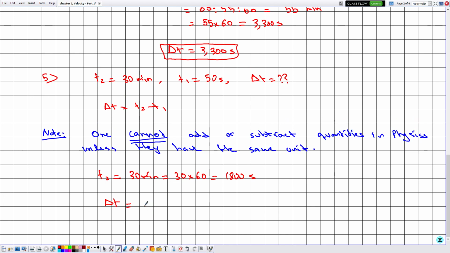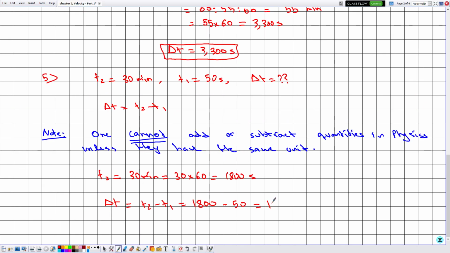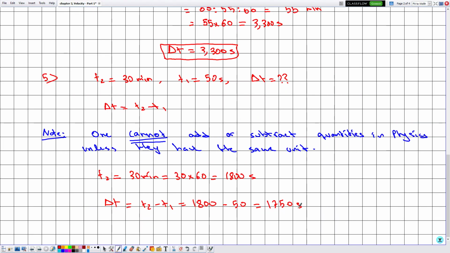Then delta t is equal to T2 minus T1, which is equal to 1800 minus 50. Now plugging this on the calculator, the value of the duration delta t is given by 1750. And all quantities in physics must have units. Since this is expressed in seconds and this is expressed in seconds, then the value of delta t is given by seconds. So in this case, delta t is given by 1750 seconds.